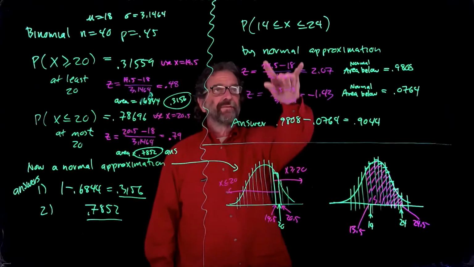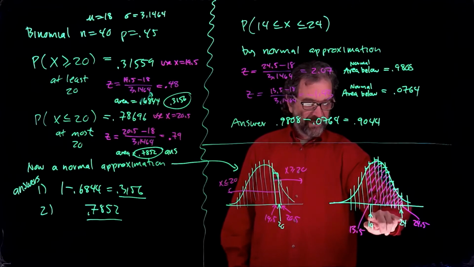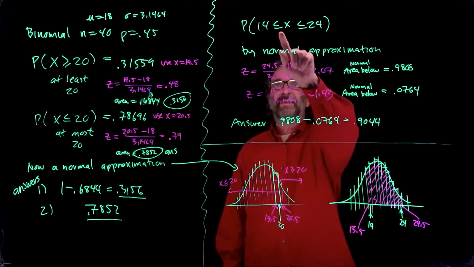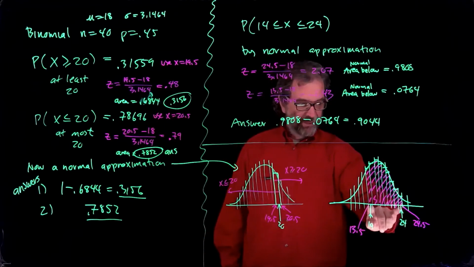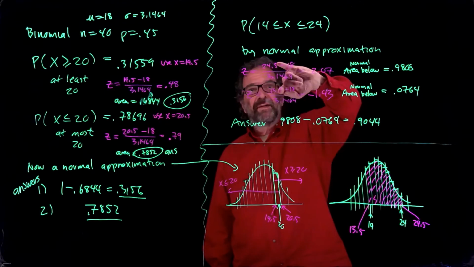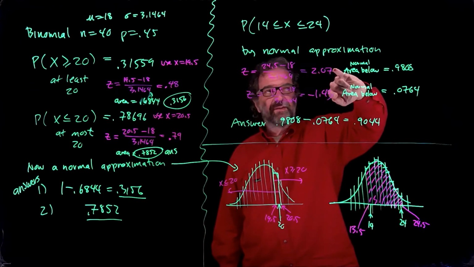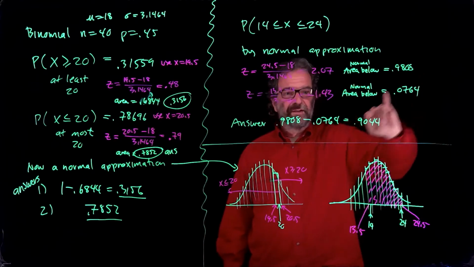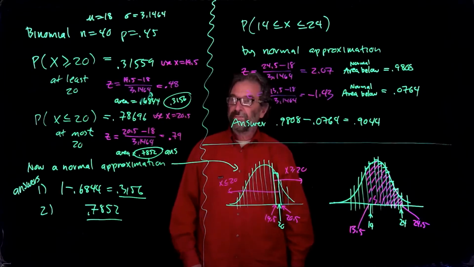And then when we go between 14 and 24, we have this picture here. And to get the area, including the bars, 14, it says equal to is allowed. So x can be 14, x can be 24. I want the area of this bar down to the area of this bar. So I need to start at 13.5 up to 24.5. I put them into the z-score calculation. I get these two z values. I look up the areas. Then I subtract the areas. And that's our answer. All right.